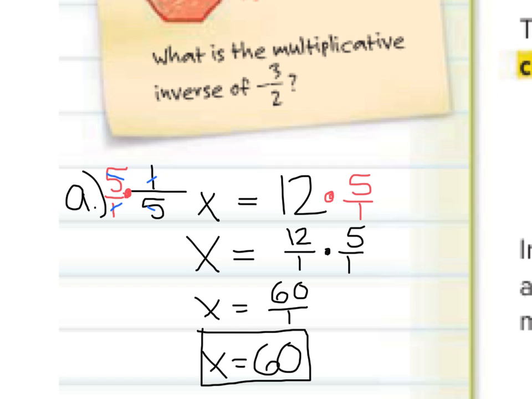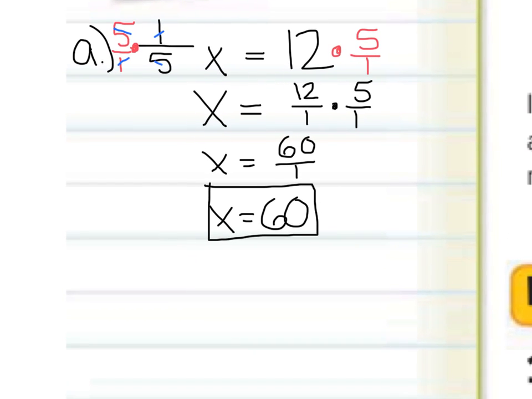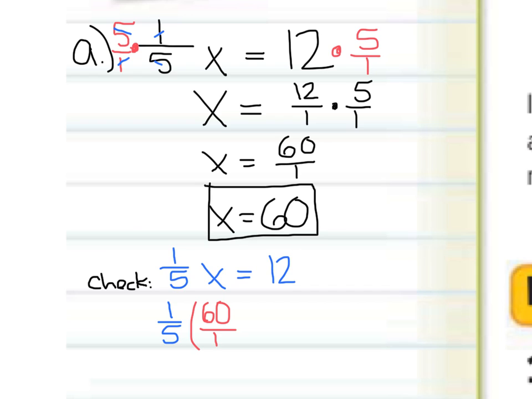Now we are asked to check our solution as well. So we'll come down here to do that. In our check step, always start by writing the original equation, which is 1/5 x equals 12. Our answer was 60, and so we're going to substitute in that 60 for x, and we can write that as 60 over 1 to make it easier to multiply, equals 12. Now we can cross simplify here, divide by 5, we get 1 and 12, and sure enough, 1 times 12 is 12, and 12 equals 12. So our solution is x equals 60.